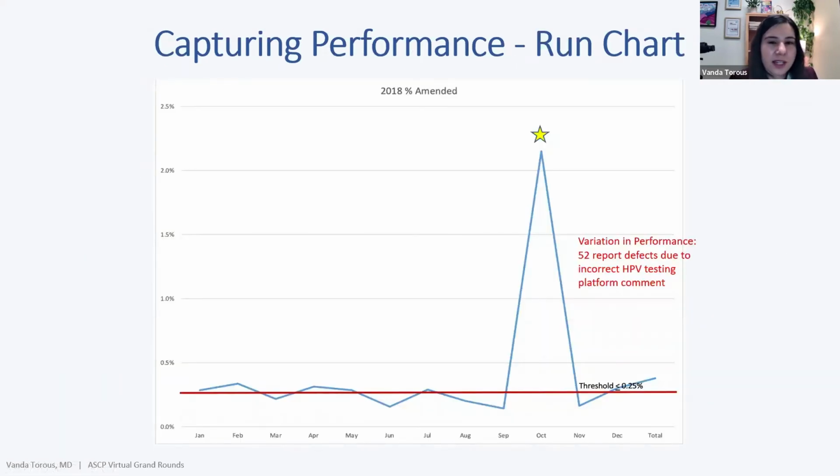I just quickly include here, we also use run charts here at MGH. The control chart is just a specialized version of this, but you can see how rapidly you can see if an issue has come up. This is actually a real life issue when we changed how we reported high risk HPV testing platforms. We had quite a substantial uptick because we were using the wrong coded comments. So you could rapidly see what happened there and then use that as a platform for root cause analysis.